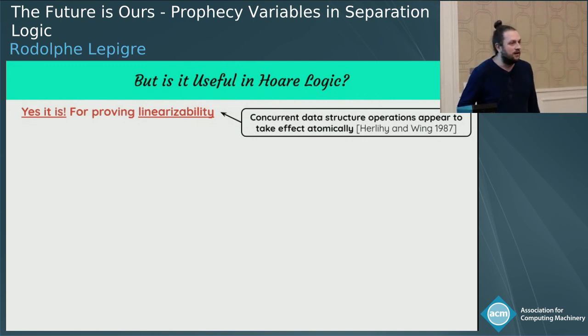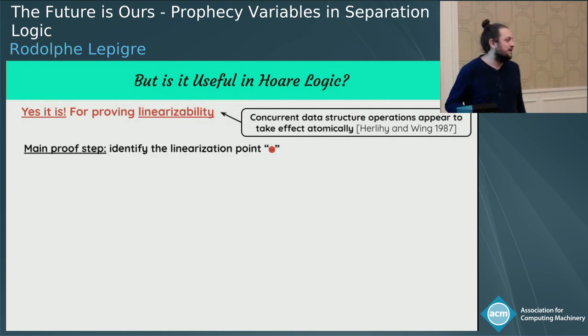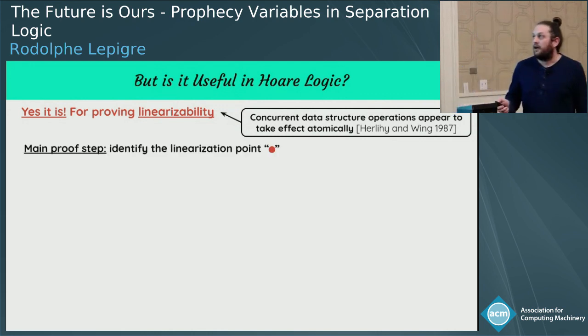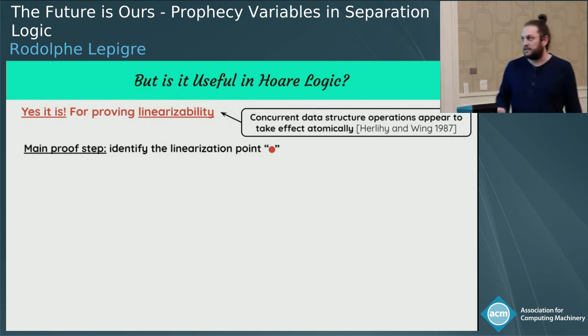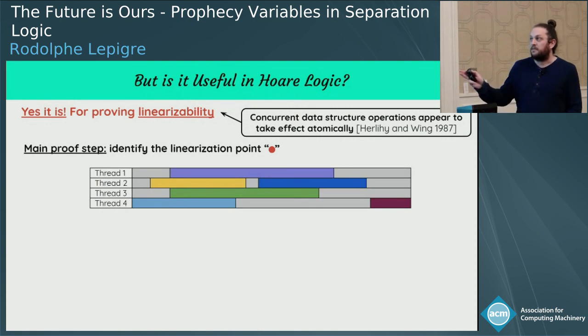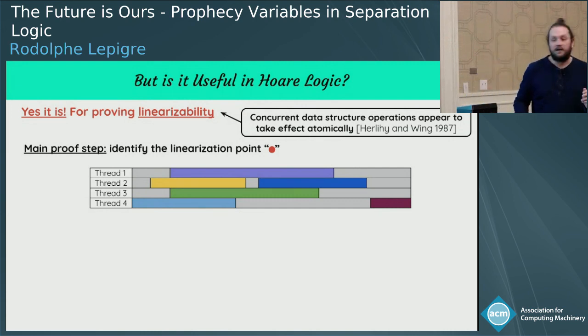And so one common way of proving linearizability is to identify the linearization point of operations. Because you need to perform some logical update at this linearization point, not before, not after, exactly at the linearization point. So imagine you have some operations that run concurrently in the data structure. Each color here represents one operation. Then for each of them, you need to be able to identify the precise moment where the operation appears to take effect from the outside world. And these points are the linearization points.